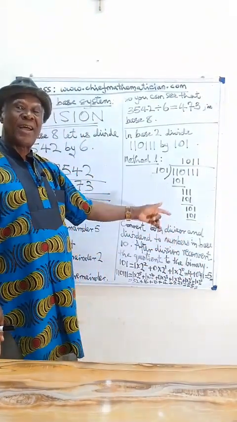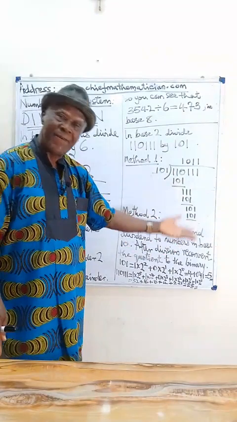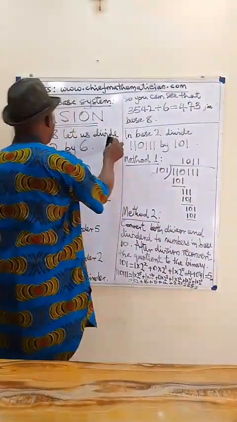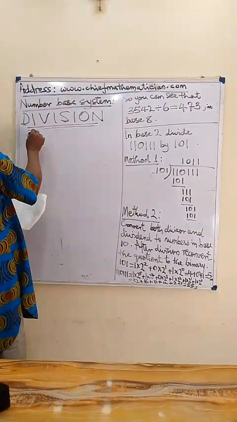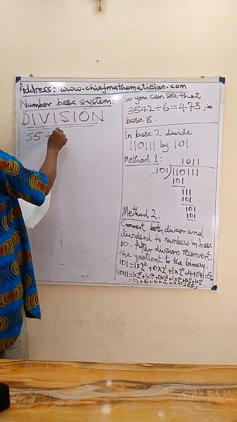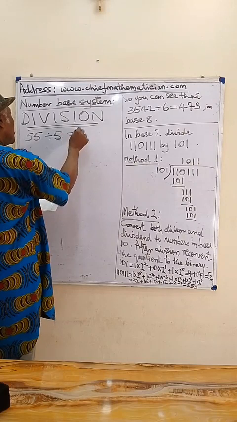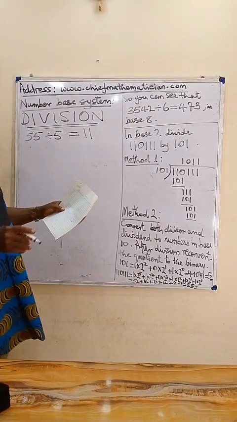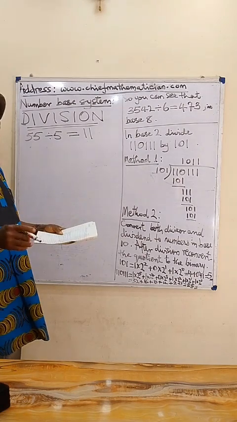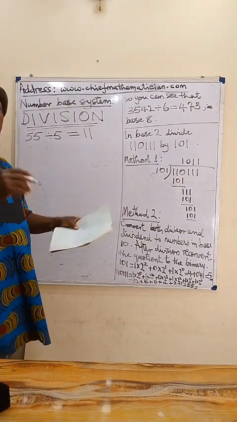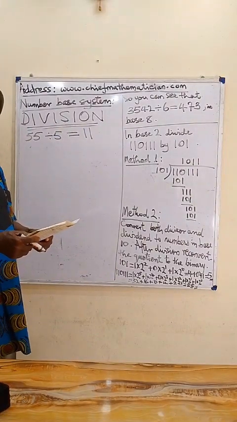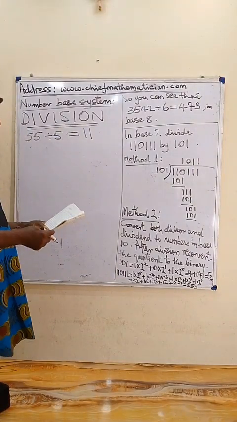So our next step now is to divide 55 by 5. We divide 55 by 5. 55 divided by 5, of course, is equal to 11 in base 10. Now, this is our quotient still in base 10. We have to reconvert it to a number in base 2 for our answer.